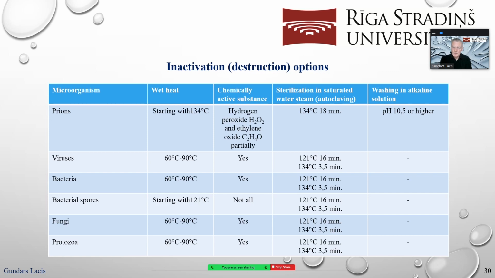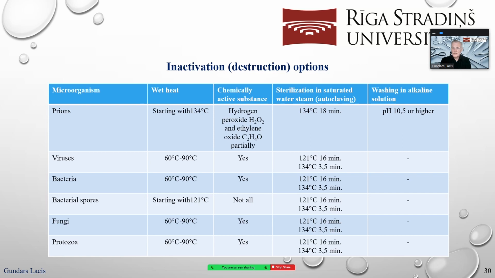If we are speaking about bacterial spores, this temperature range of 60 to 90 degrees Celsius is not working. Bacterial spores will survive in this temperature range. Bacterial spores, with the presence of water, we can destroy starting from 120 degrees. And it's a different process. It's a closed chamber, higher pressure, higher temperature.